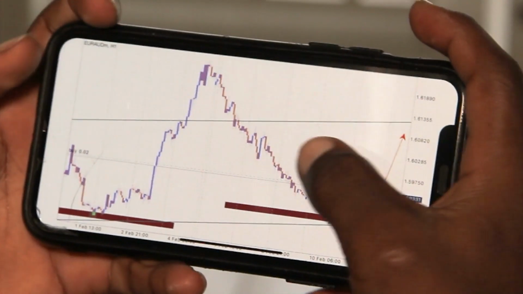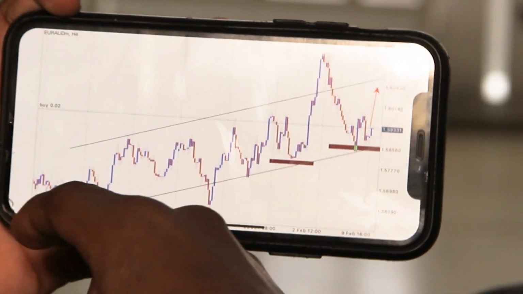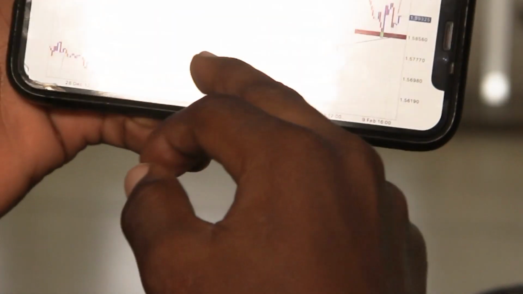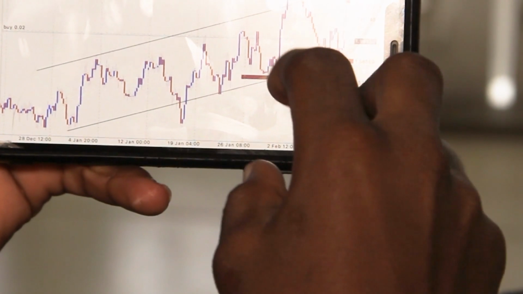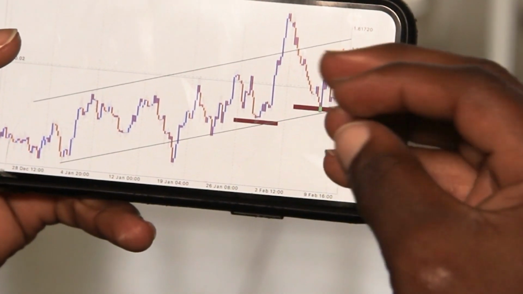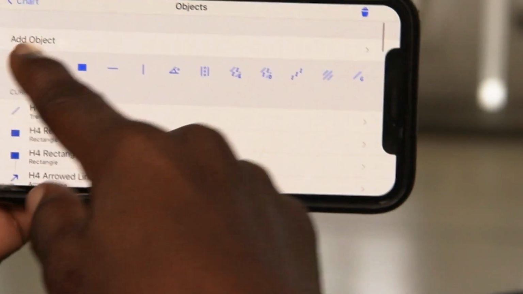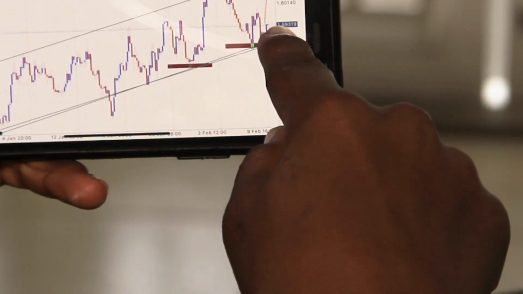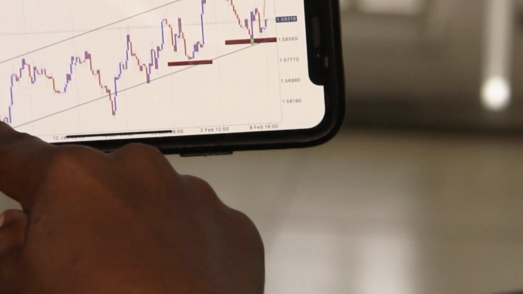So this is Euro AUD on the H4. On the H4 you can see that it was kind of an uptrend. I was marking out the higher highs to really prove that it's an uptrend. Now I had to draw this lower trend line here, as you can see. So I have my first trend line here, this being the first trend line.